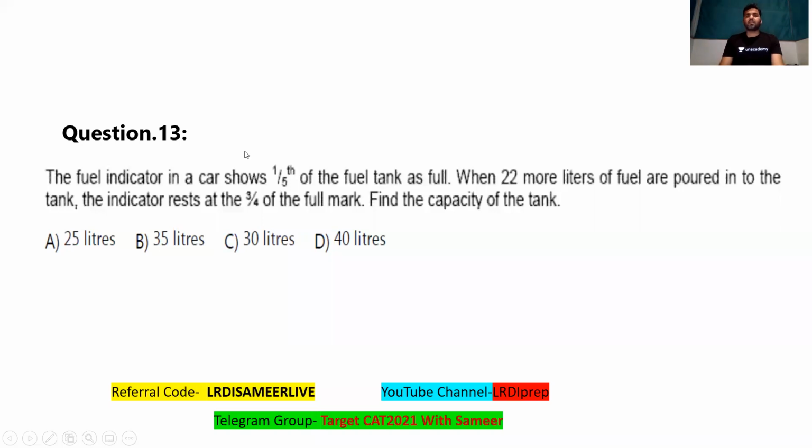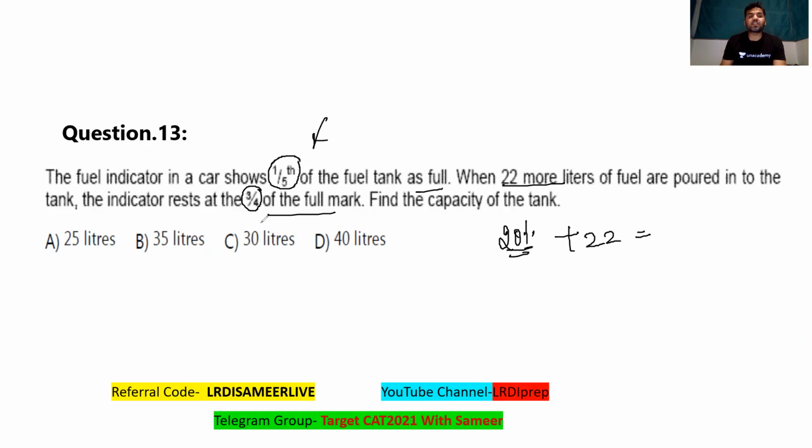Guys, question number 13 says a fuel indicator in a car shows 1/5 of the fuel tank as full. When 22 more liters of fuel are poured into the tank, the indicator rests at 3/4 of the full mark. That means initially the indicator is at 20% of the full tank, and after adding 22 more liters, it is showing 75% of the full tank. That means, can I say that this 22 liters is nothing but 55% of the total capacity, right?